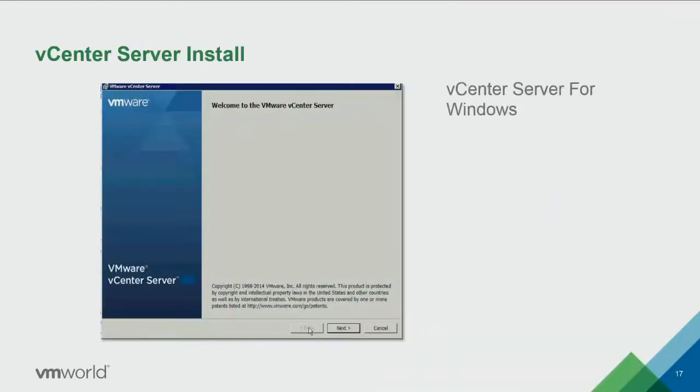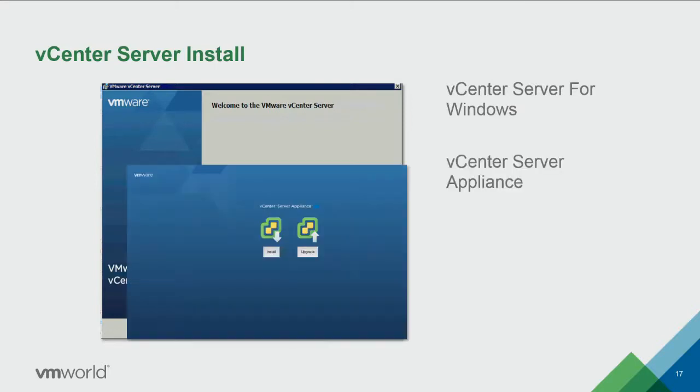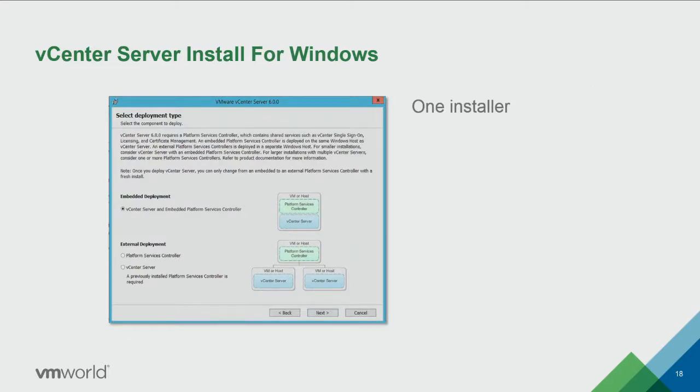So in 6.0, we have a similar interface for both the appliance and Windows. In the install piece, there's a workflow. There's one installer, and it's very similar to install vCenter for Windows as well as vCenter for appliance. So you just basically choose your deployment type. There are two, as we pointed out earlier: your PSC can be either embedded or it can be external.